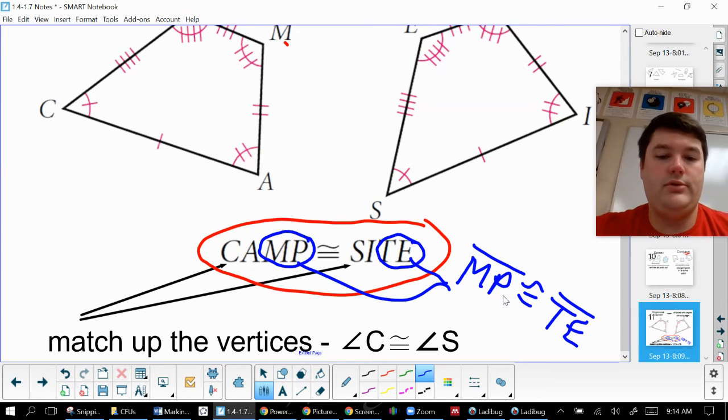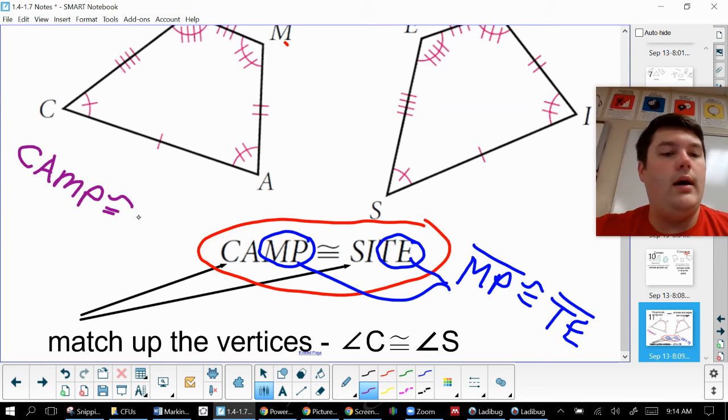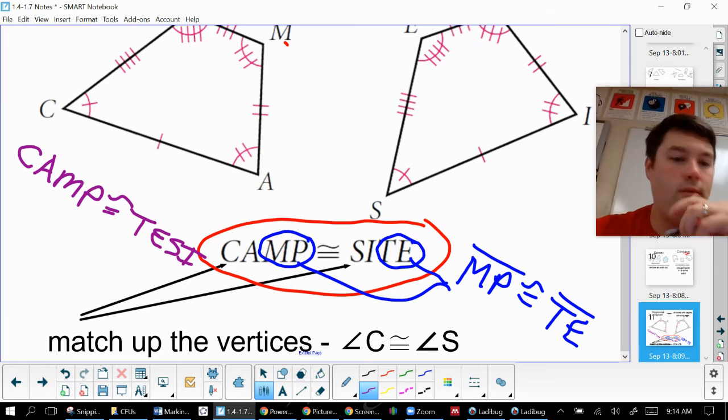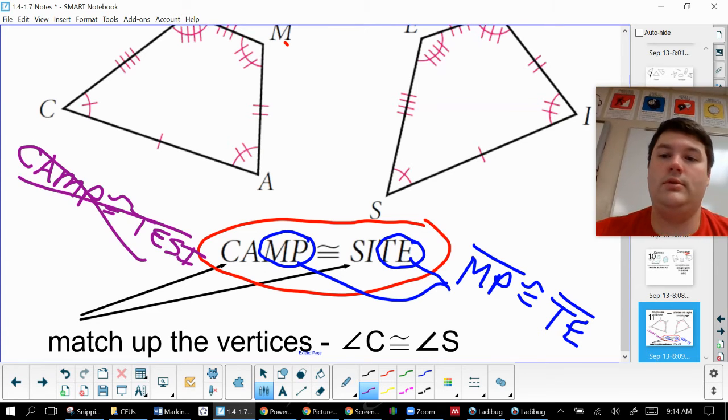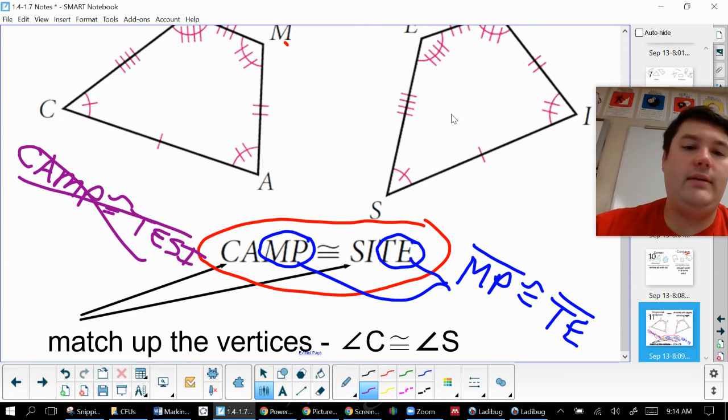If I, for example, tried to say that CAMP is congruent to, let's just say, TESI, that is not true at all. Even though those are both valid ways to name this polygon, that's not true because the C and the T are not the matching pair.